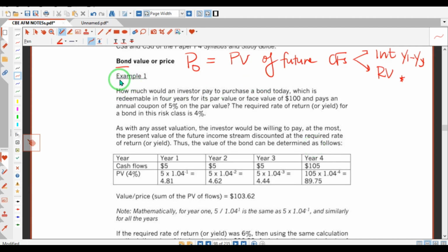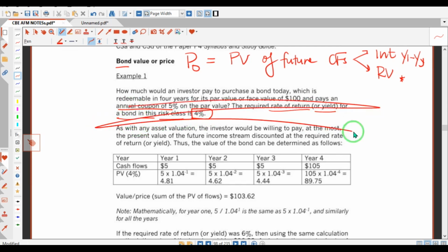Now in this example, we're going to see how much an investor would pay to purchase the bond today. How much would you pay to purchase the bond today, which is redeemable in 4 years for its par value or face value of 100, pays an annual coupon of 5% on the par value. The required rate of return or yield for the bond in this risk class is 4%. So there are a few things we need.